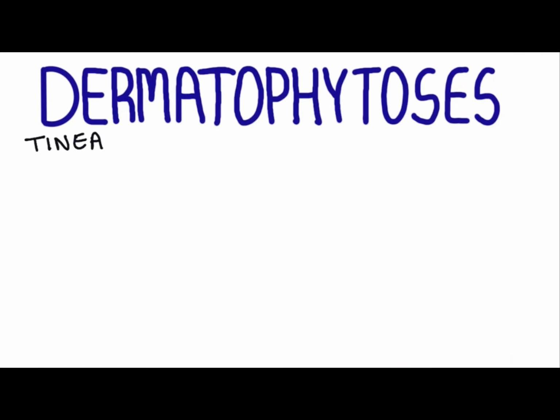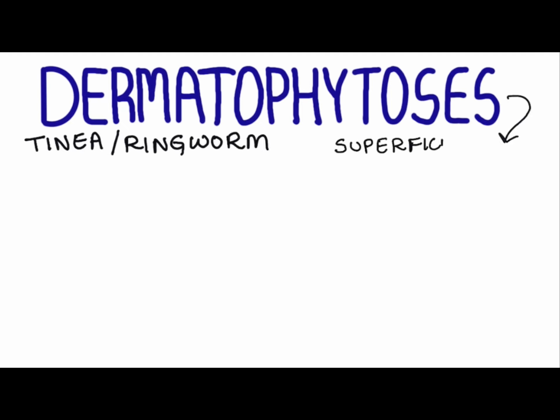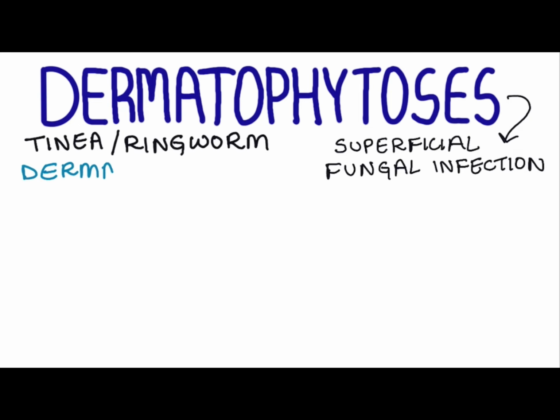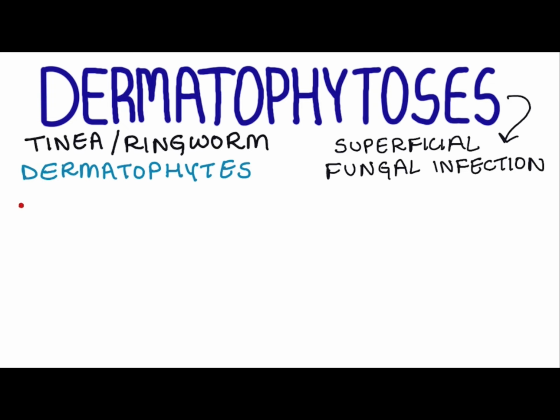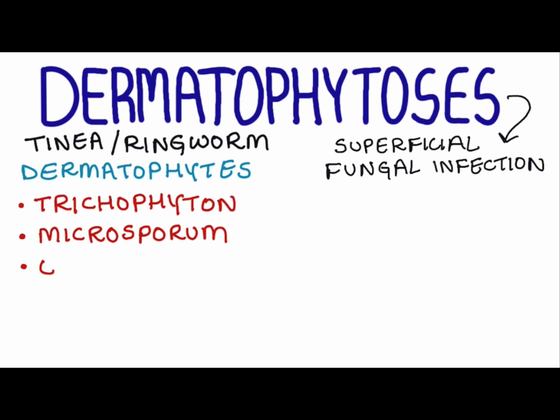Dermatophytosis, or tinea or ringworm, is the most common superficial fungal infection caused by a group of fungi called dermatophytes. They can infect the keratinized tissues of the body like the skin, hair, and nail. The dermatophytes include Trichophyton species, Microsporum species, and Epidermophyton species.